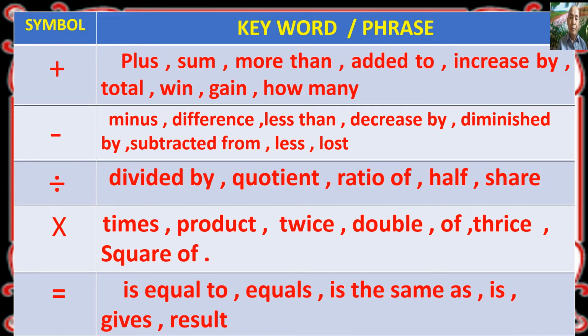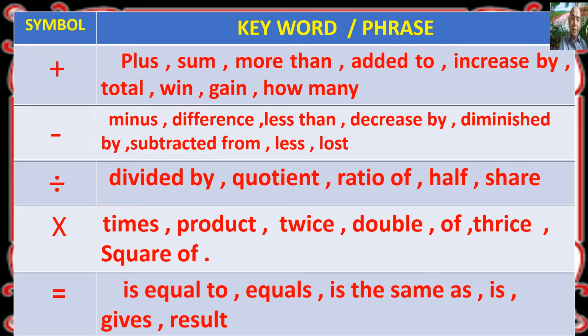Okay, next we have multiplication. What are the words that are being used that indicates multiplication? Number 1, we have times. That is usually used in problem solving. 3 times 1, 5 times 2. So that is the word that indicates multiplication.